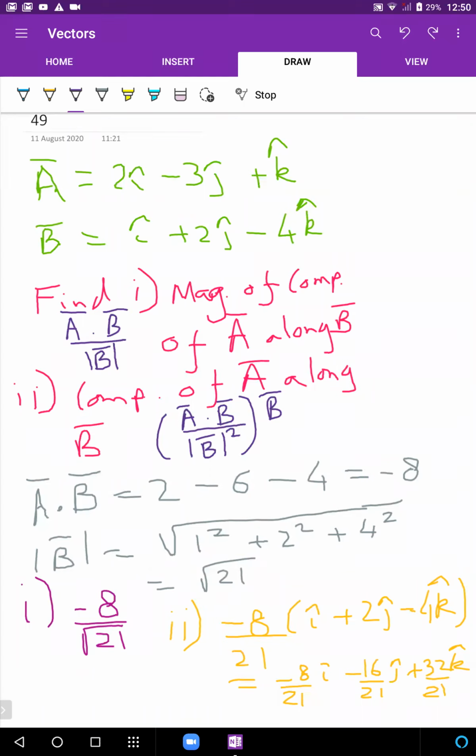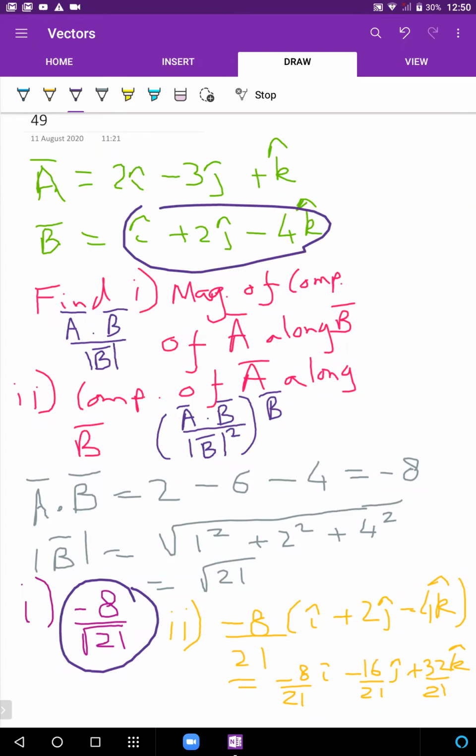Magnitude of the component is dot product by magnitude of b, -8 by √21. See the formula, -8 by √21. And for the component of a bar, the actual vector itself, you have to multiply this with b cap. You have to multiply this with b cap. Do that, what do you get?